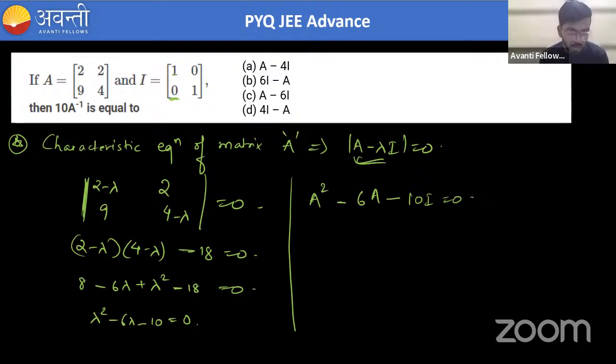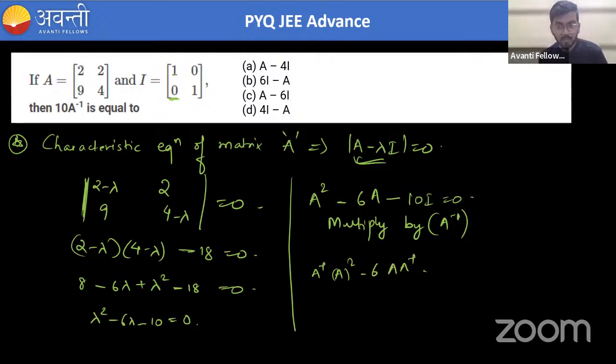Now what I'll do is multiply this equation by A inverse. So this will become A inverse into A square minus 6 times A inverse minus 10 times I A inverse equals 0. So A inverse A square will become A inverse A minus 6I minus 10 times I into A inverse, which is A inverse itself.